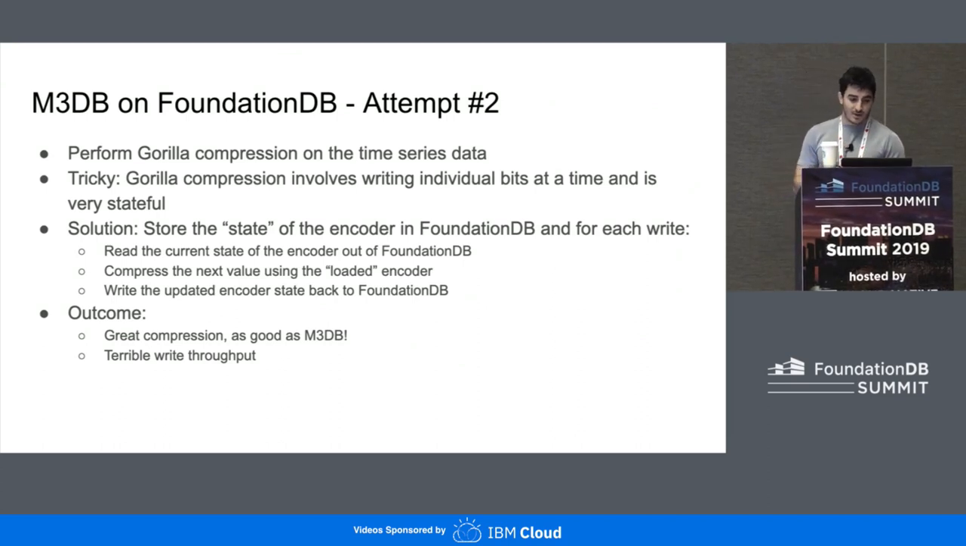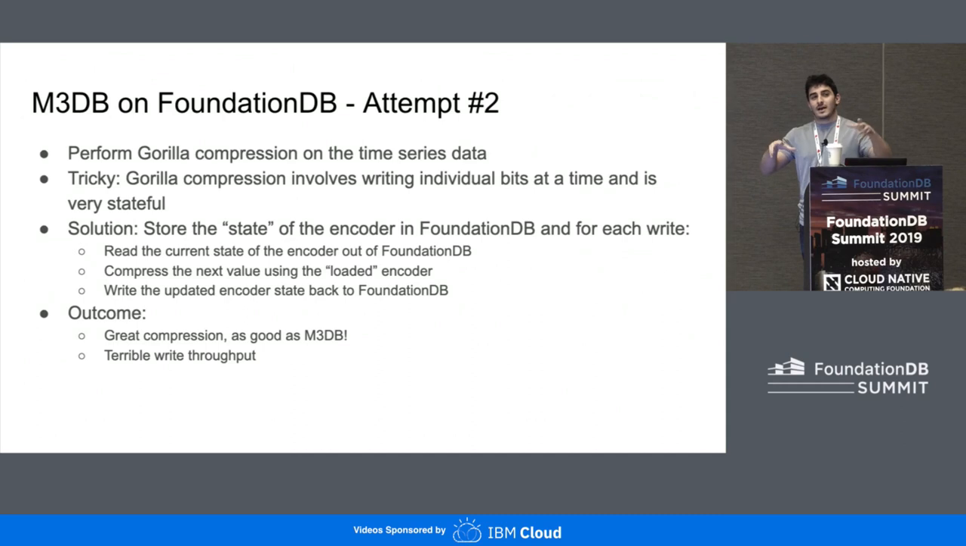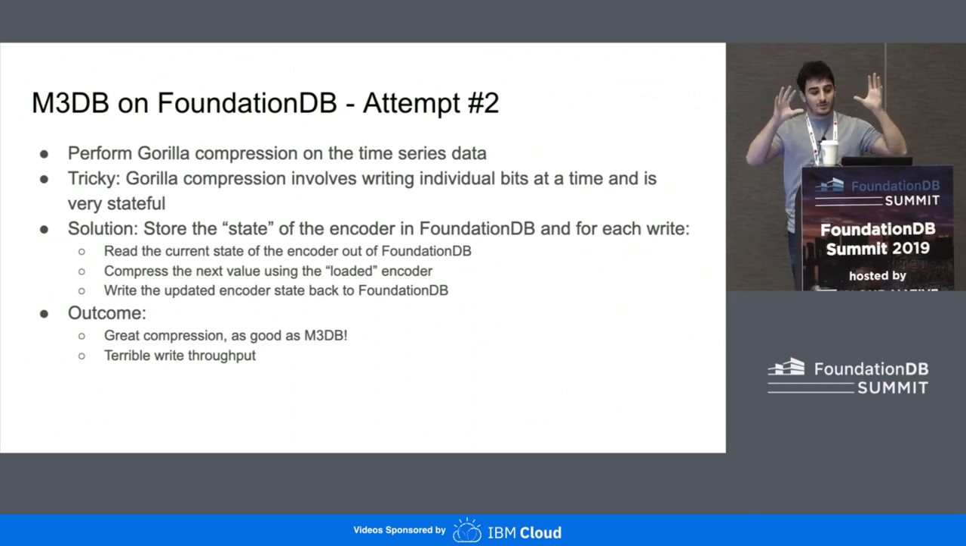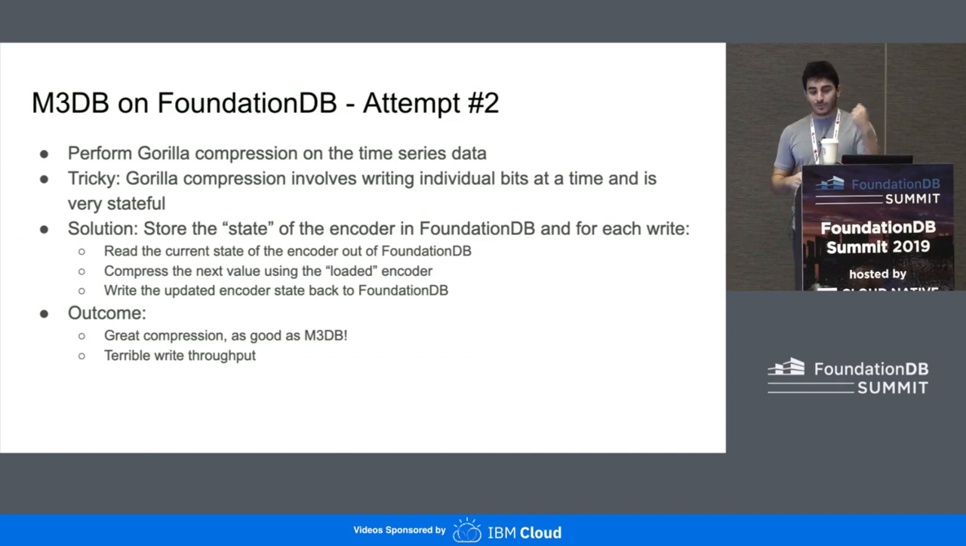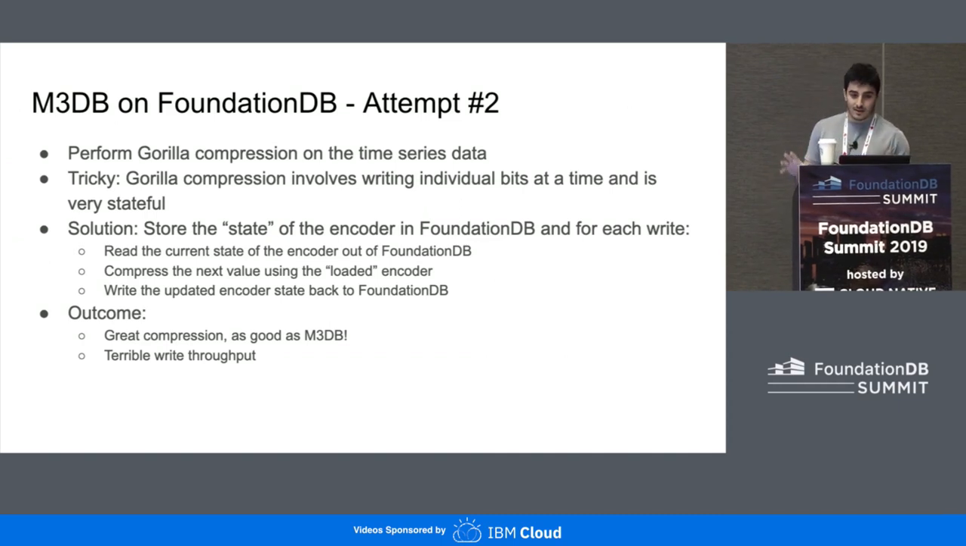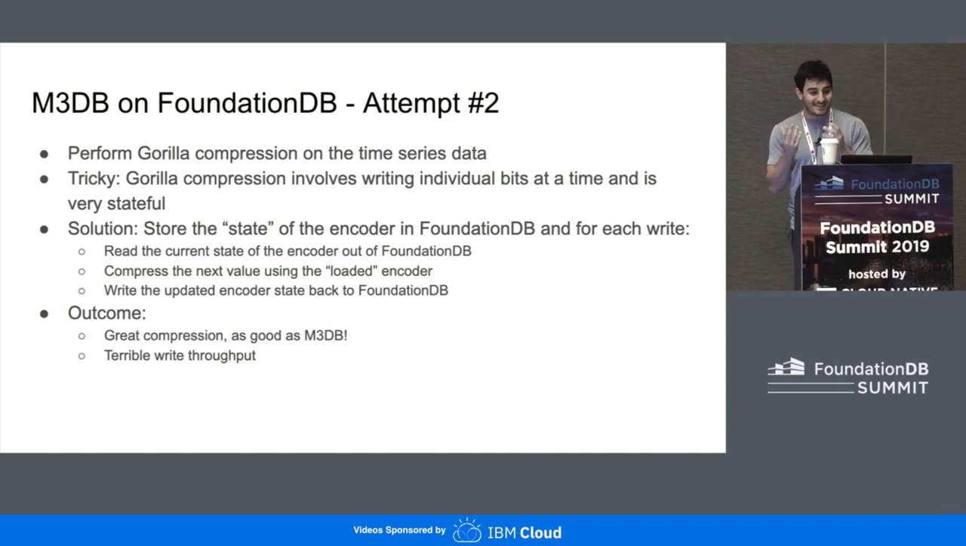What I ended up doing was taking the entire state of the streaming encoder and serializing that to FoundationDB. And then every time I wanted to read, I would rip out that state, hydrate this in-memory object. Some of you are shaking your heads. Yes, it was not a good idea. Write the next value into the encoder and then serialize the state back. If you know anything about how storage systems and B-trees work, you'll realize that this will not have good performance, which it did not, but you do get really good compression.